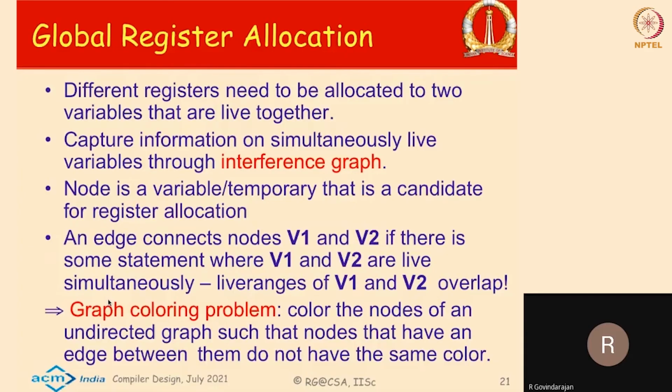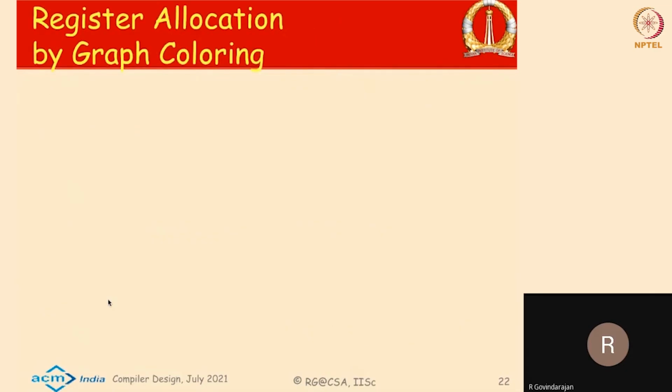The graph coloring problem has been studied in graph theory extensively. Now what we have done is that we have mapped the register allocation problem to the graph coloring problem, and therefore we can use any of the heuristic solutions that the graph coloring problem has, and apply them in order to do register allocation.